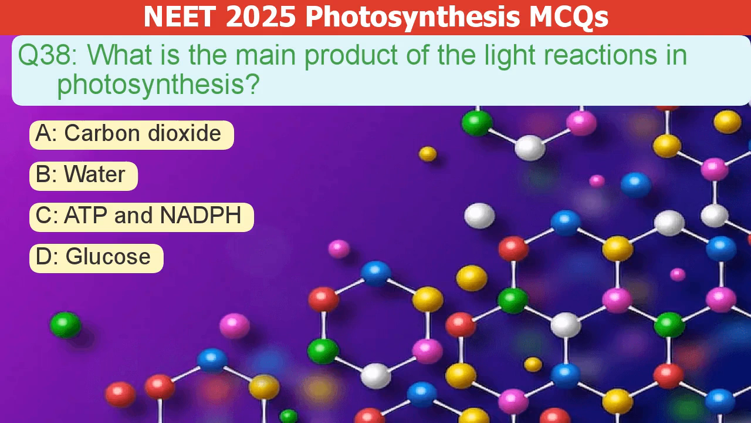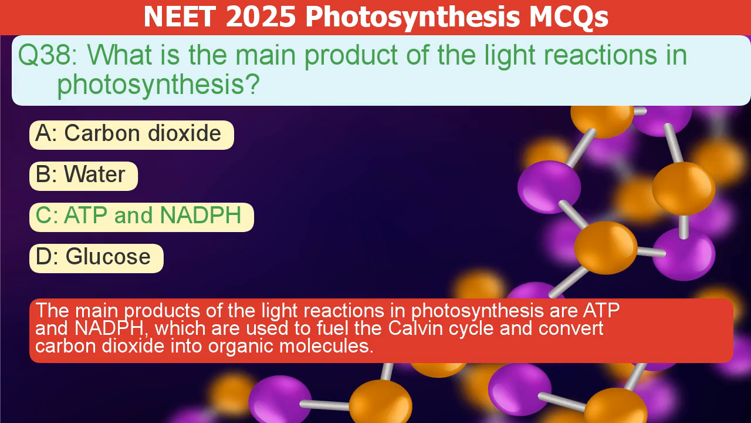What is the main product of the light reactions in photosynthesis? A. Carbon dioxide. B. Water. C. ATP and NADPH. D. Glucose. The correct answer is C. The main products of the light reactions in photosynthesis are ATP and NADPH. These are used to fuel the Calvin cycle and convert carbon dioxide into organic molecules.